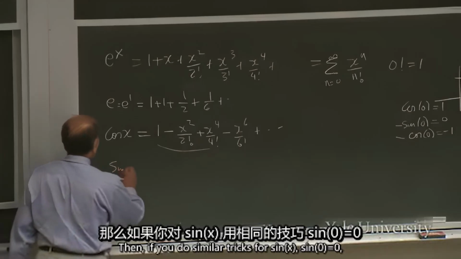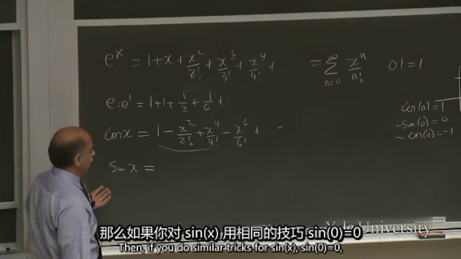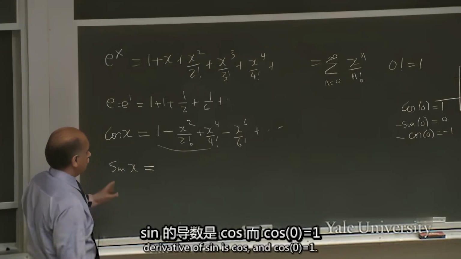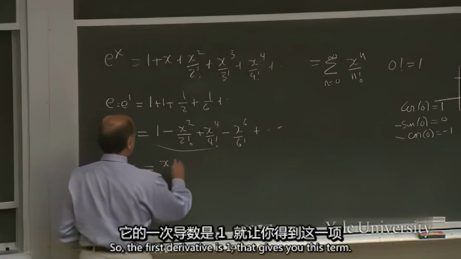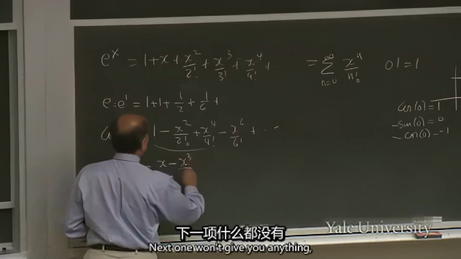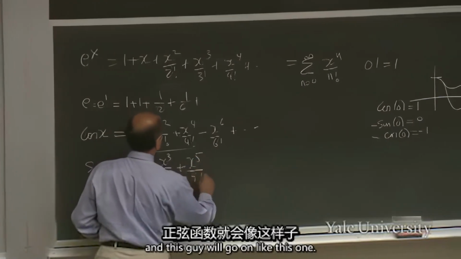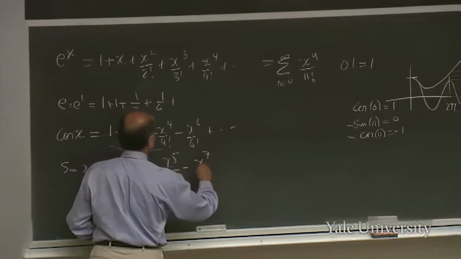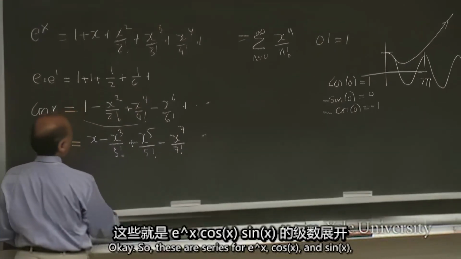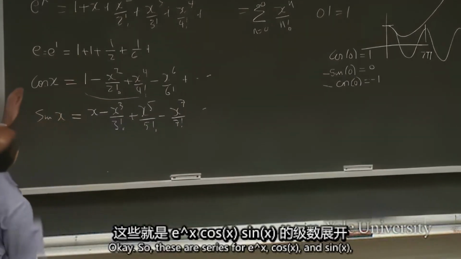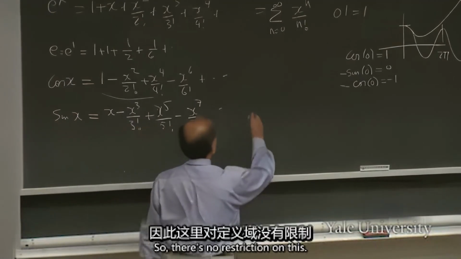Then if you do similar tricks for sine x, sine of 0 is 0, derivative of sine is cosine, and cosine of 0 is 1. So the first derivative is 1. That gives you this term. Next one won't give you anything. The one after that will give you this. And this guy will go on like this. Okay, so these are series for e to the x, cosine x, and sine x, good for all x. So there's no restriction on this.